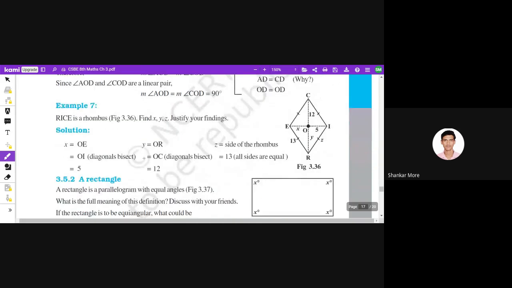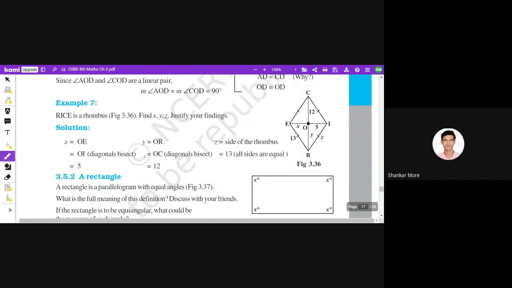All right. So let's take one solved example. In this solved example, what we have to do is: RICE is a rhombus, and find x, y, z, justify your findings. So here we have to find out the value of x, the value of y, and the value of z. So we can do this orally itself, right? So how can we do that? Let us see.